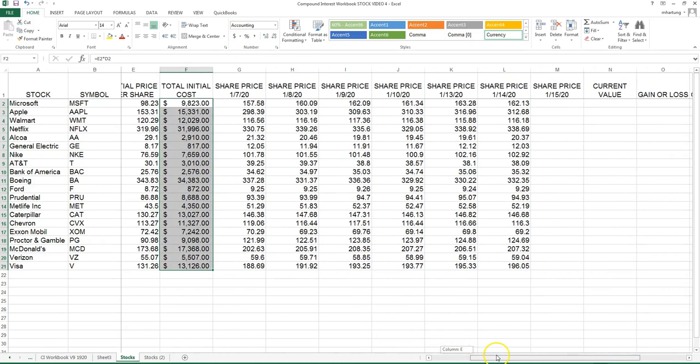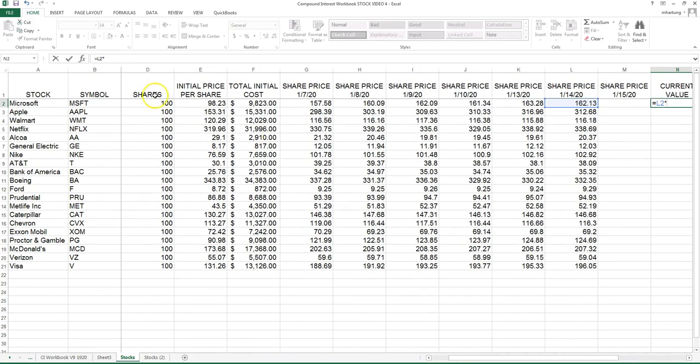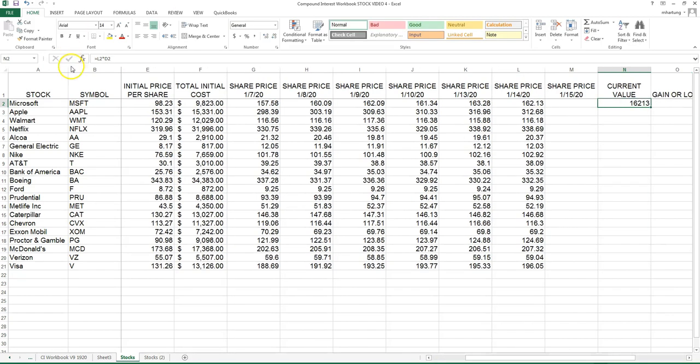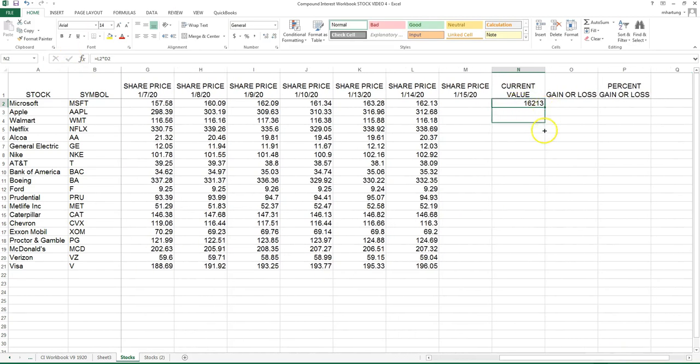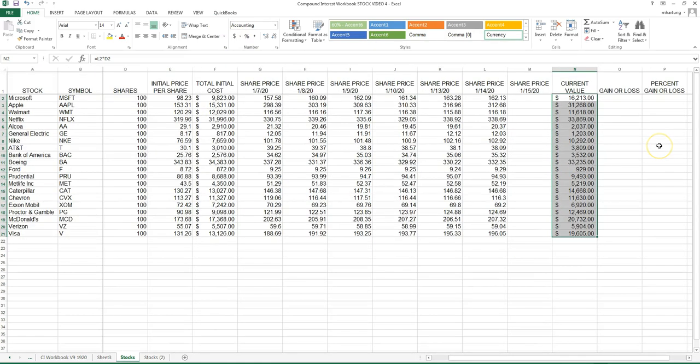Let's do the same thing for the current value based on the most recent share price. So for mine in this example was on January 14th. There's our equal sign. Current share price multiplied times the quantity of shares. And then we could copy that for all of our companies and format it as currency.